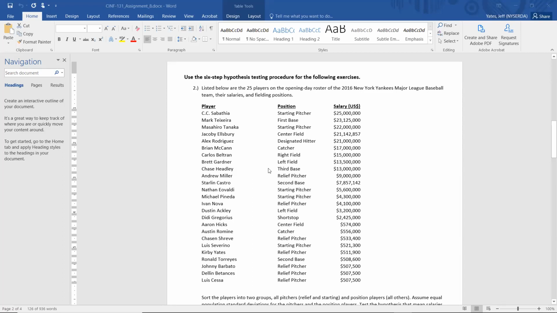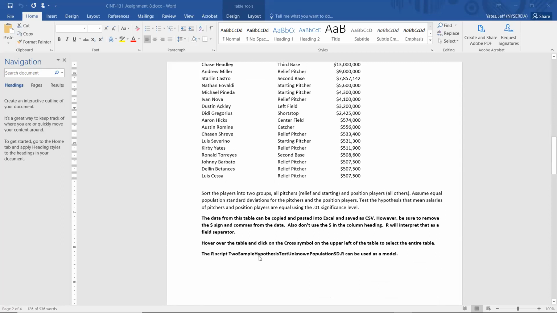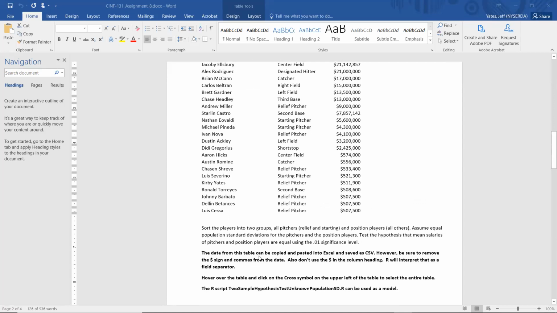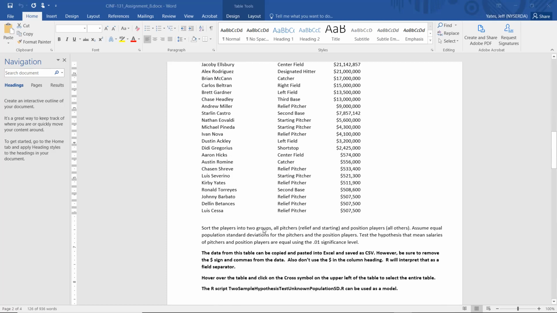So in the case of this data file here with player salaries, it talks about sort the players into two groups. All pitchers, relief and starting, and then all position players. All right, so we've got to do a couple of things with this file. Again, part of our analytics training and exercise. We want to turn these into two different kinds of players, a position player and a pitcher. All right, so all the pitchers and all the position players.